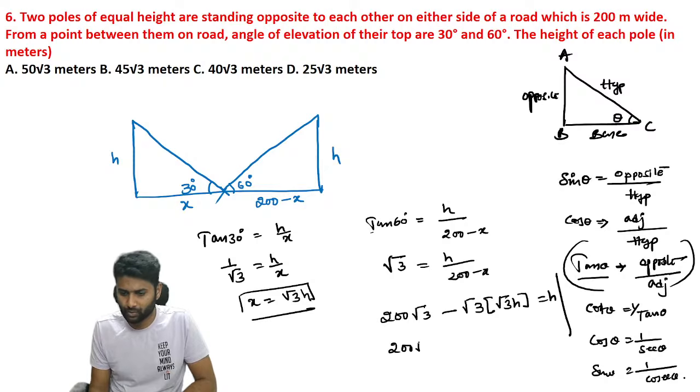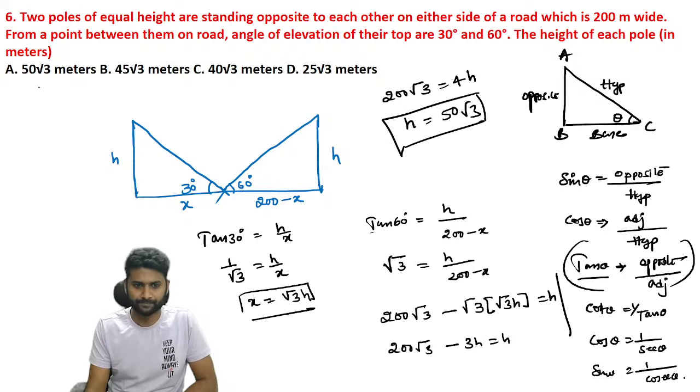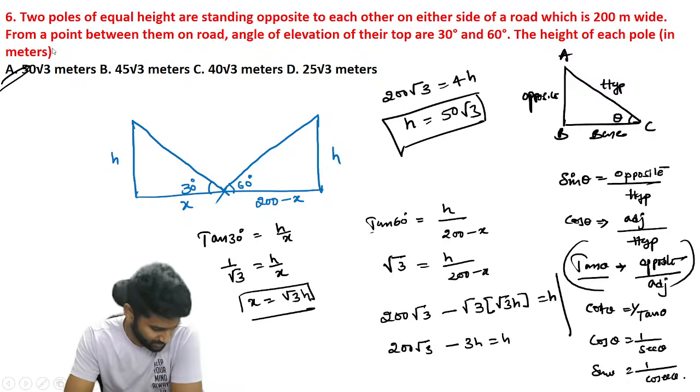So 200 root 3 minus 3h is equal to h. Then 200 root 3 is equal to 4h. Now the height is equal to 50 root 3. Clear?